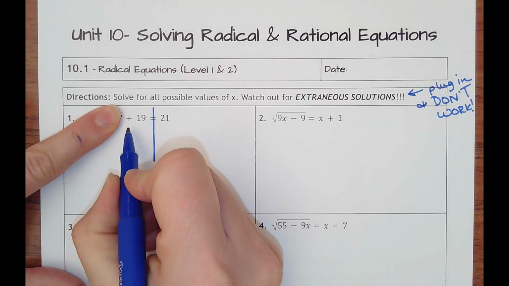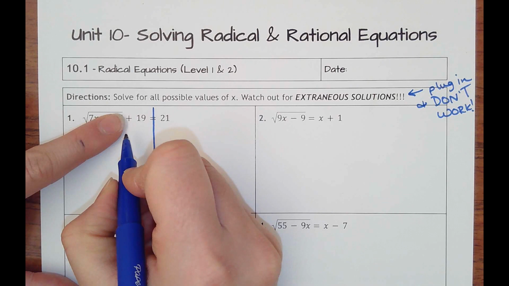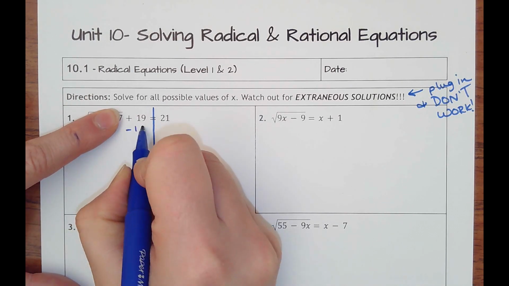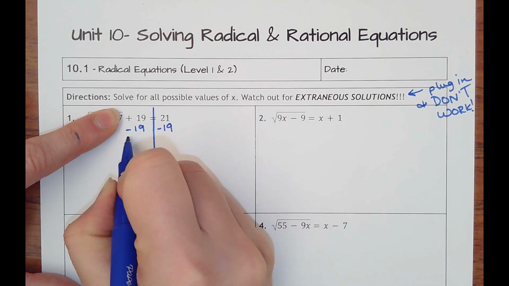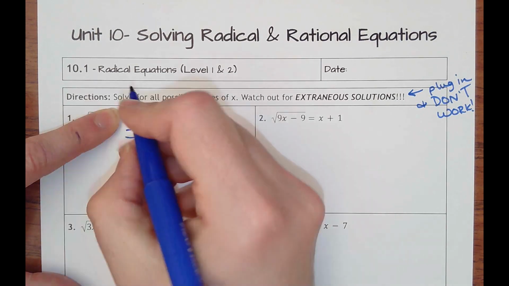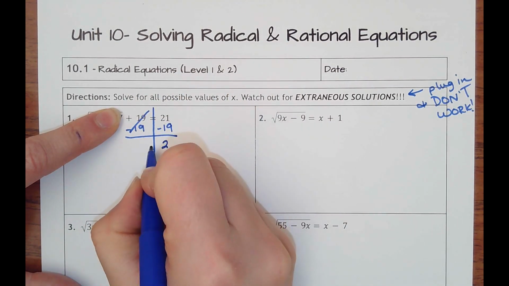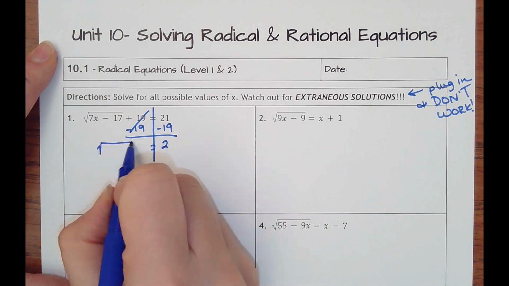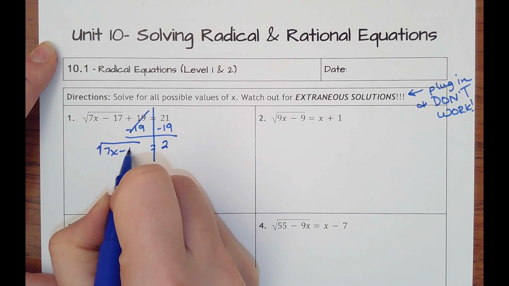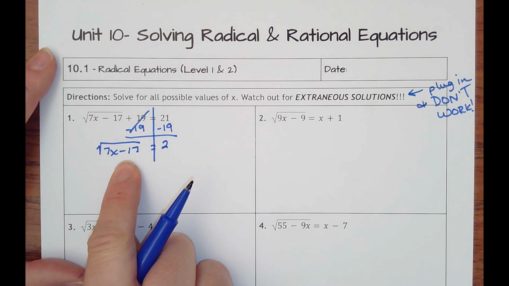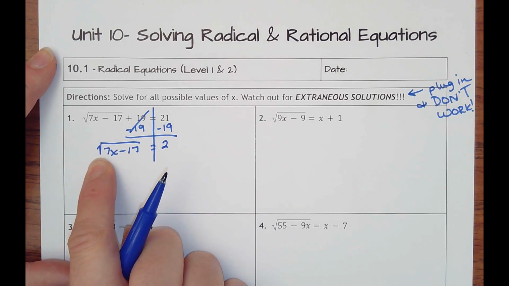I would want to get rid of this plus 19 so I can at least isolate the square root by itself. Remember, we do inverse operations, or opposites, so I would subtract 19 on both sides to make that cancel. 21 minus 19 would be 2. Drop down what you still have: square root of 7x minus 17. I cannot add 17 yet because it's under a square root.